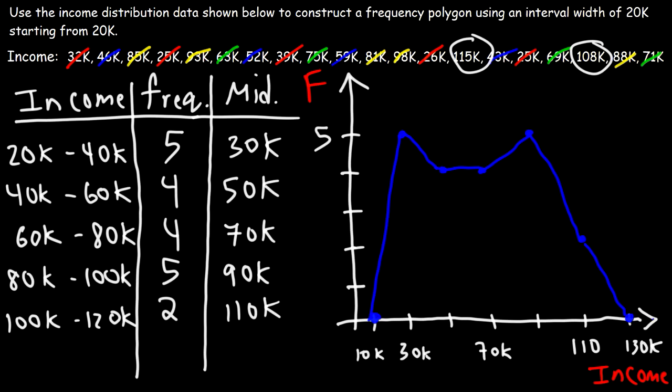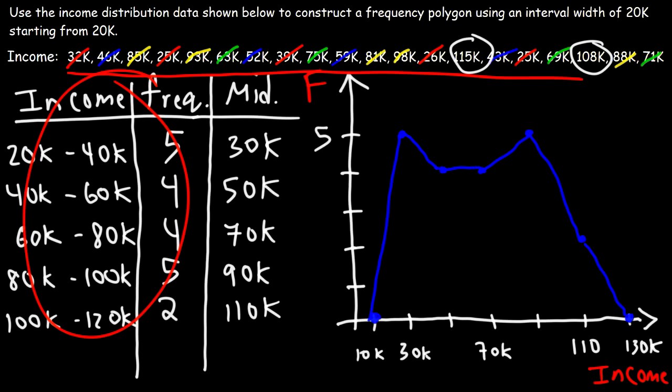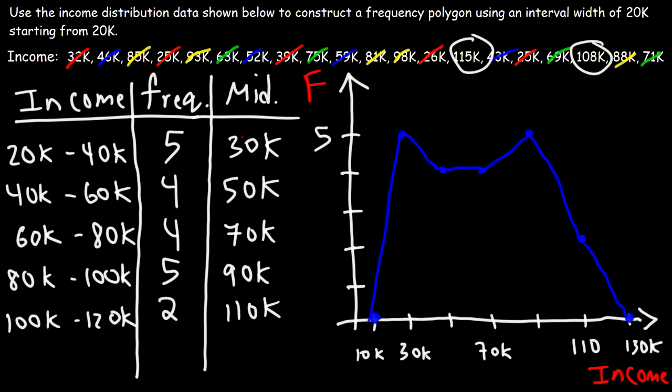And that's basically it. So first, use the data that you're given to construct a frequency distribution table. That's step one. Step two is to calculate the midpoint of, in this case, the income ranges. Step three is to introduce a midpoint value below your lowest midpoint value and one that's above it. After that, just plot the graph and connect the dots. So that's how you can make a frequency polygon in statistics.